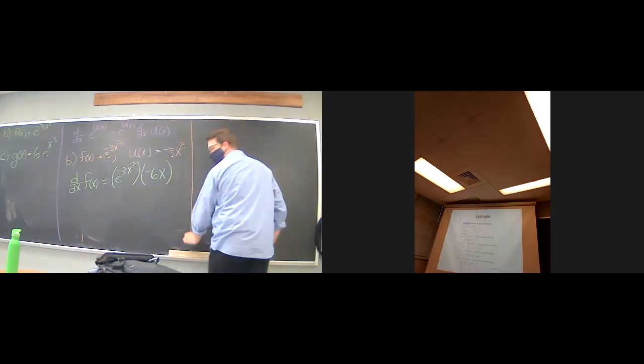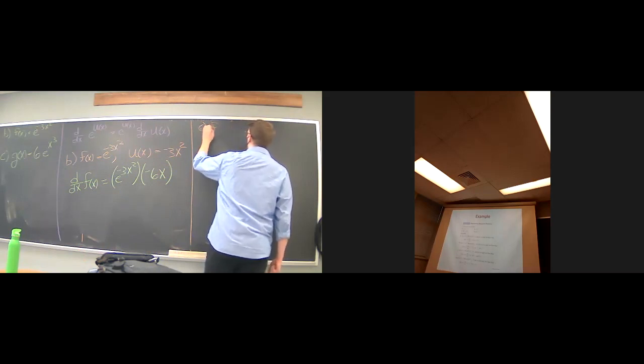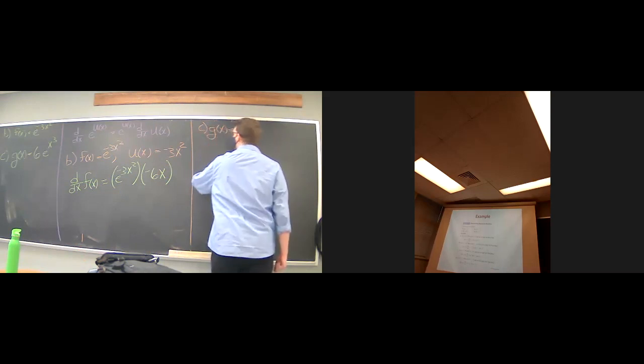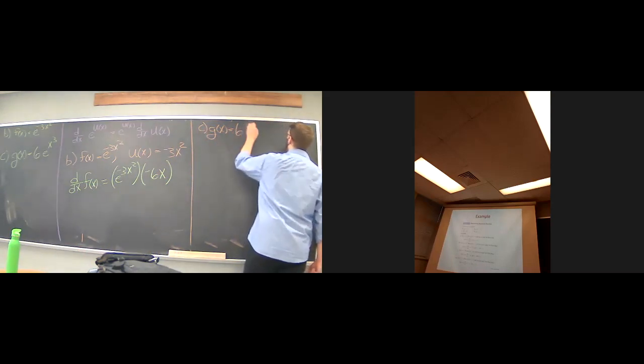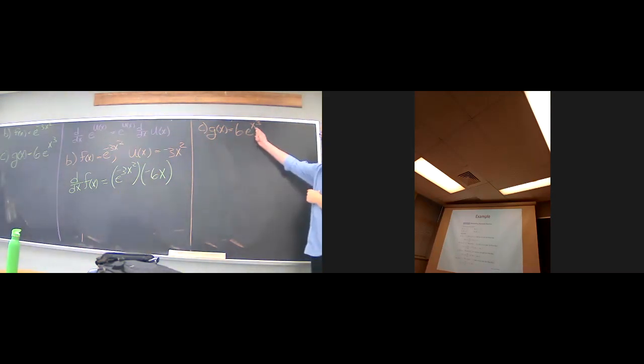So let's consider the other example now. C, where g of x is equal to 6e to the x cubed. Our u of x, u of x is what I'm trying to say, is going to be x cubed.